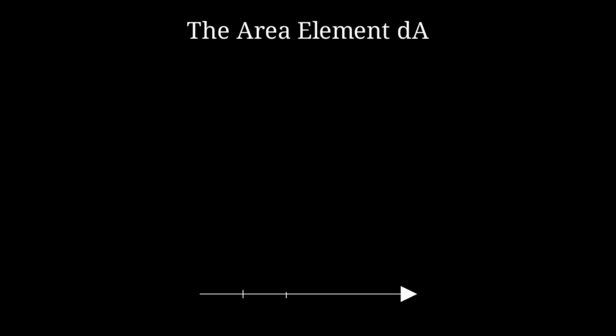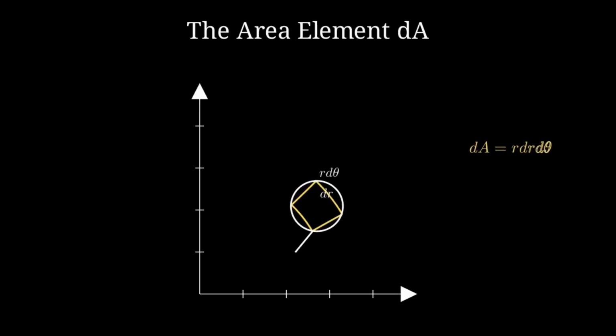boundary. In polar double integrals, the differential area element dA is not simply dr dθ. Because the arc length increases as we move further from the origin, we must include a factor of r, making our area element r dr dθ.